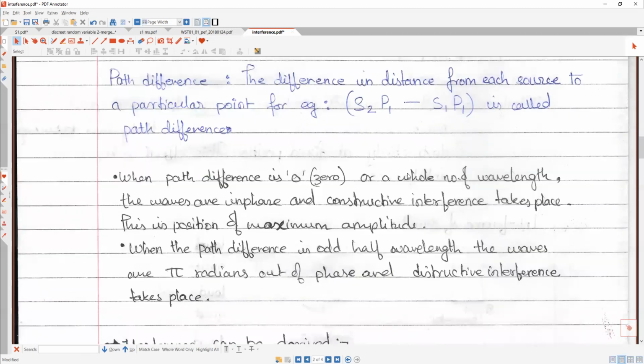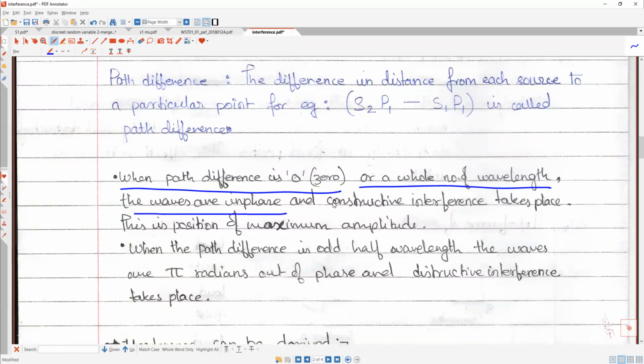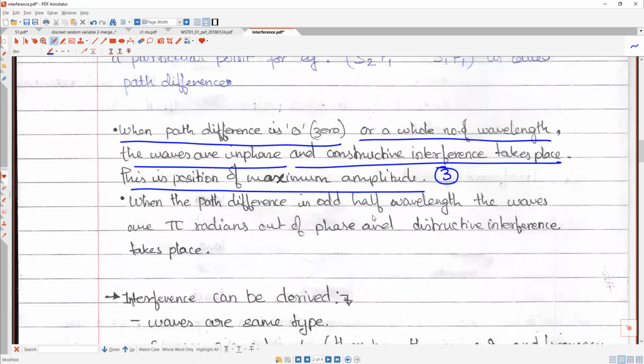So what about this? When the path difference is zero, or a whole number of wavelengths, that means 1 lambda, 2 lambda, 3 lambda, 4 lambda, like that, the waves are in phase. We know what in phase is, and constructive interference takes place. This position is of maximum amplitude. We call it loud.